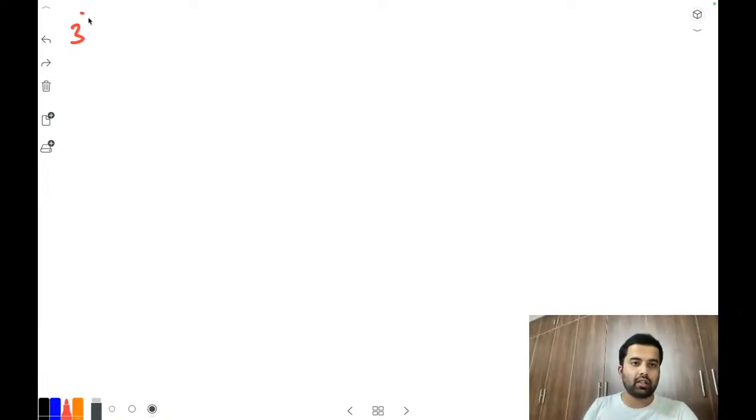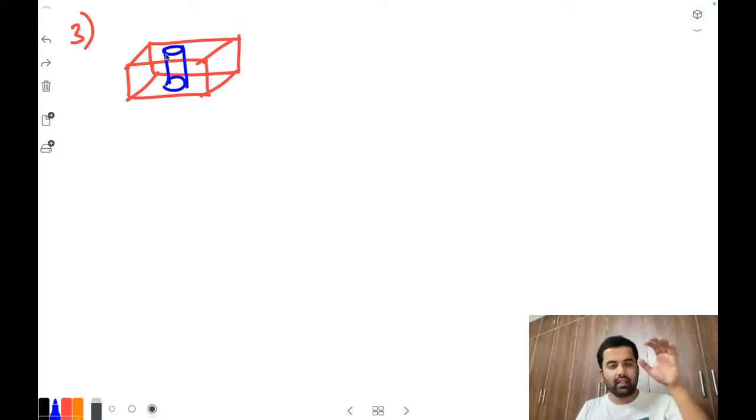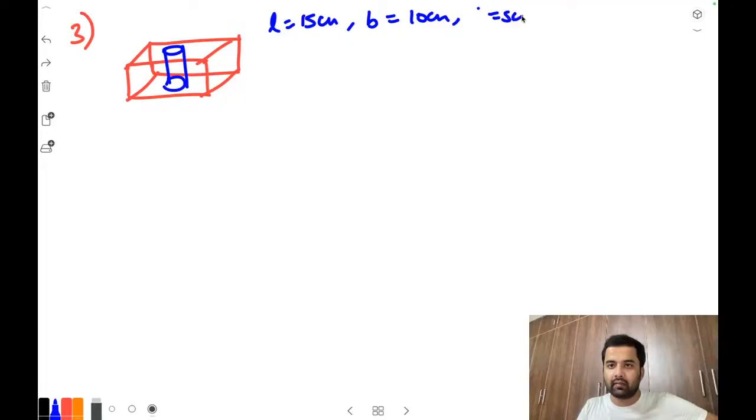Okay, we are having a question here. Check this. We are having one cuboid, and from the cuboid, a cylindrical shape is cut down. It is a hole inside. Okay, a cylindrical hole is kept inside. Cuboid length is given, l is given 15 centimeter. Breadth is given 10 centimeter. Height is given 5 centimeter.